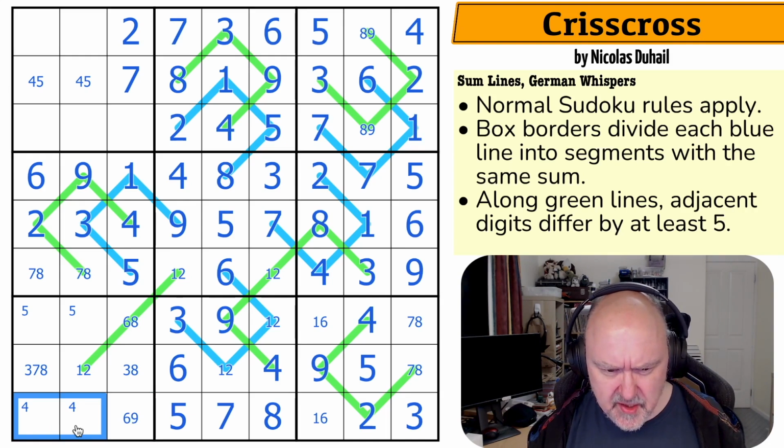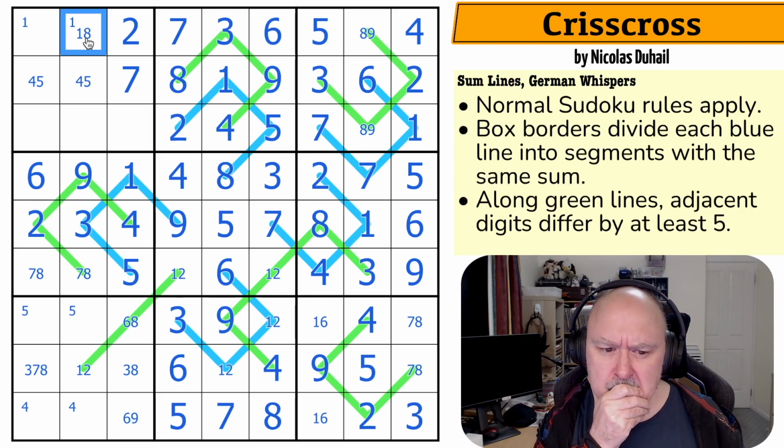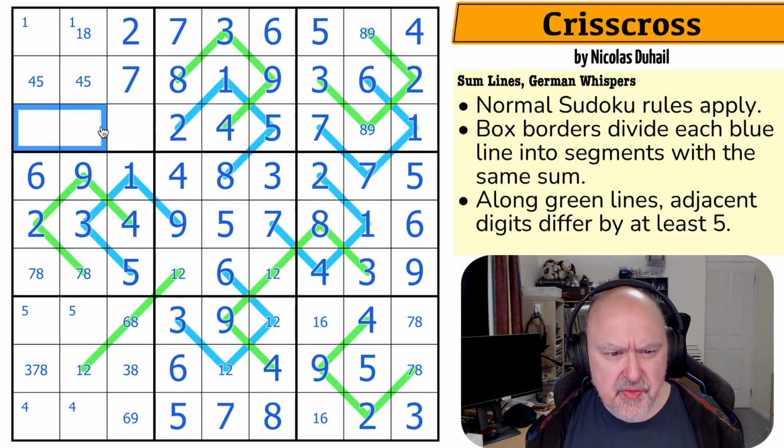Which doesn't seem to be helping me as much as I might like. There's a 1 in one of those two with an 8 or a 9. So this is 1, 8. Okay. 3, 3, 6, 8, and 9 are what's missing here. And this can't be a 3 or a 9. So this is a 6 or an 8.